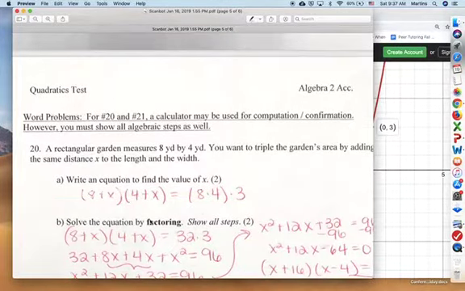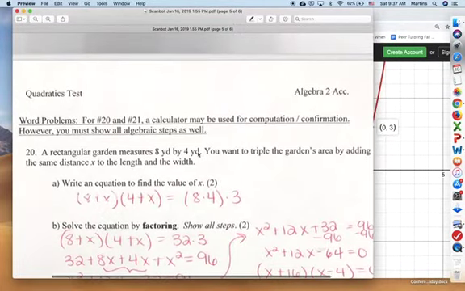Okay? Word problem. So again, these probably won't show up on Tuesday's test, but they will show up on Thursday's portion. Okay, so a rectangular garden measures 8 yards by 4 yards. You want to triple the garden's area by adding the same distance x to the length and the width. So remember that area, okay, we're going to put the A over here. Area equals length times width.